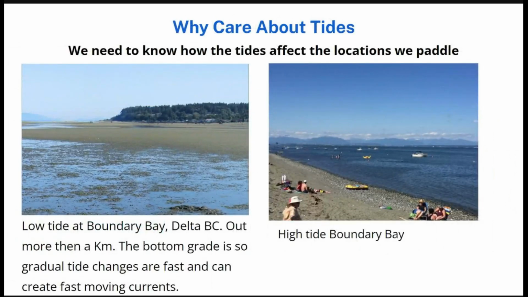And yeah, at a high level. So why do we care about tides? Main one is getting in and out of the water. This is low tide at Boundary Bay in Delta. You can be more than a kilometer out. So that has a couple of effects on us. If we're paddling in it when that water's going out, because it's fairly shallow, we're getting that water moving fairly fast back out to sea. So it's really easy for us to kind of get caught with it.